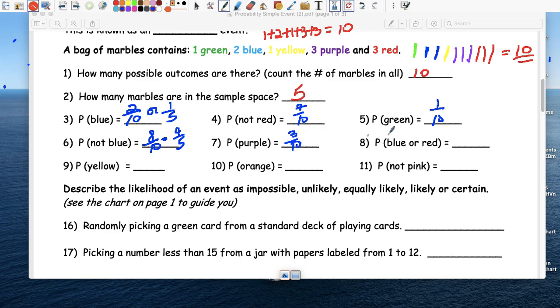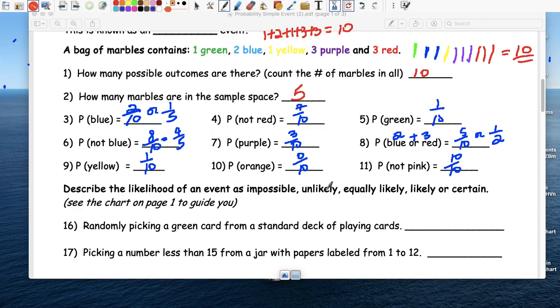That's easy. Blue or red, so we're going to add. How many blues? 2. How many reds? 3. 2 plus 3, 5 over 10, or 1/2. Yellow, 1 out of 10. Orange, is there orange? No orange, so that's 0 out of 10. Not pink. If it's not pink, you win. So not pink would be everybody. 10 out of 10. Right?